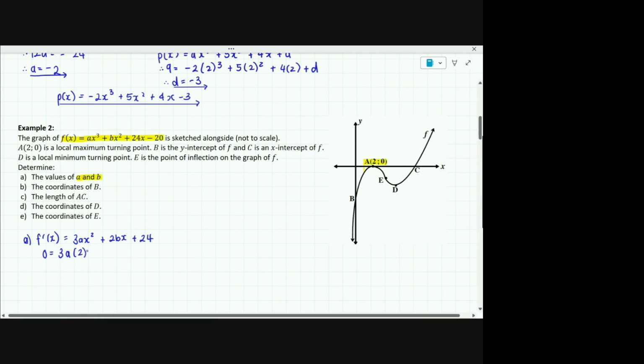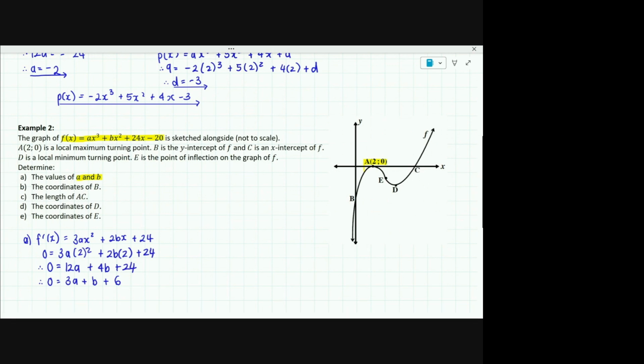So this would be 3a times 2 squared plus 2b times 2 plus 24. Now we're going to have an equation in terms of a and b. So 2 squared is 4 times 3, so this is 12a plus 4b plus 24. We can simplify all of that by dividing everything by 4. So 0 is equal to 3a plus b plus 6. You don't have to simplify it if you don't want to. It's up to you. It will make your life easier a bit later on, but you don't have to immediately if you don't want to.